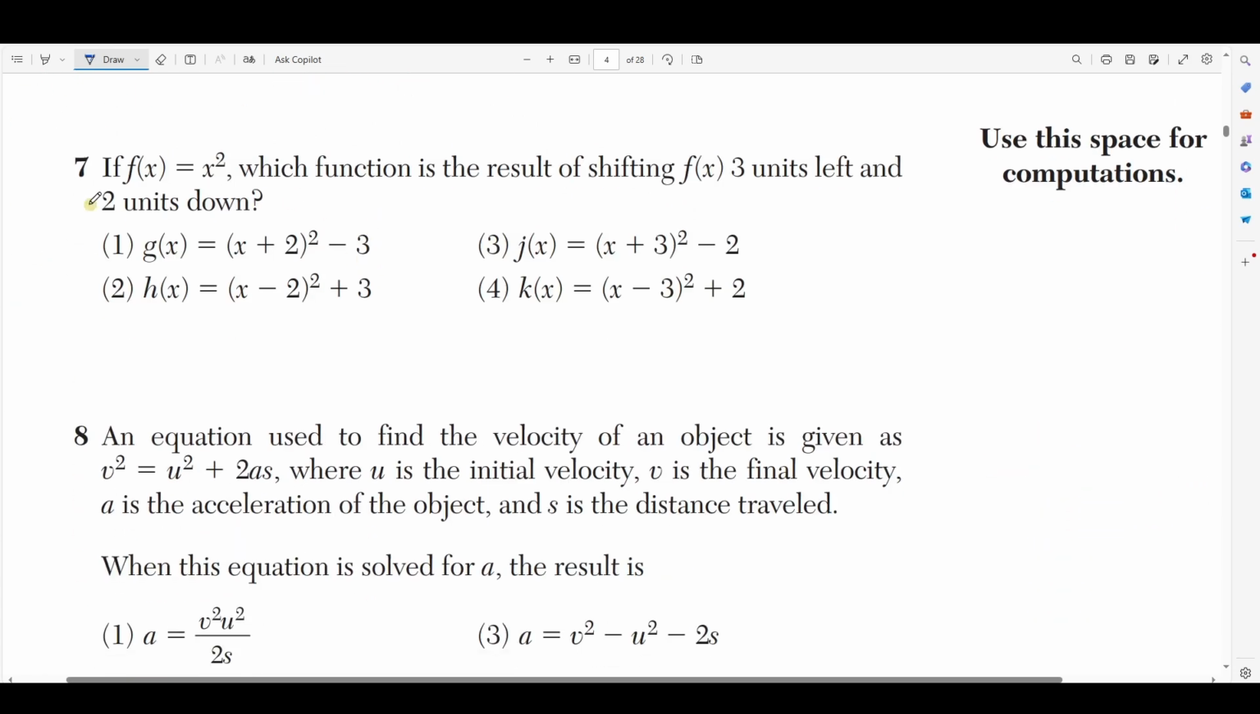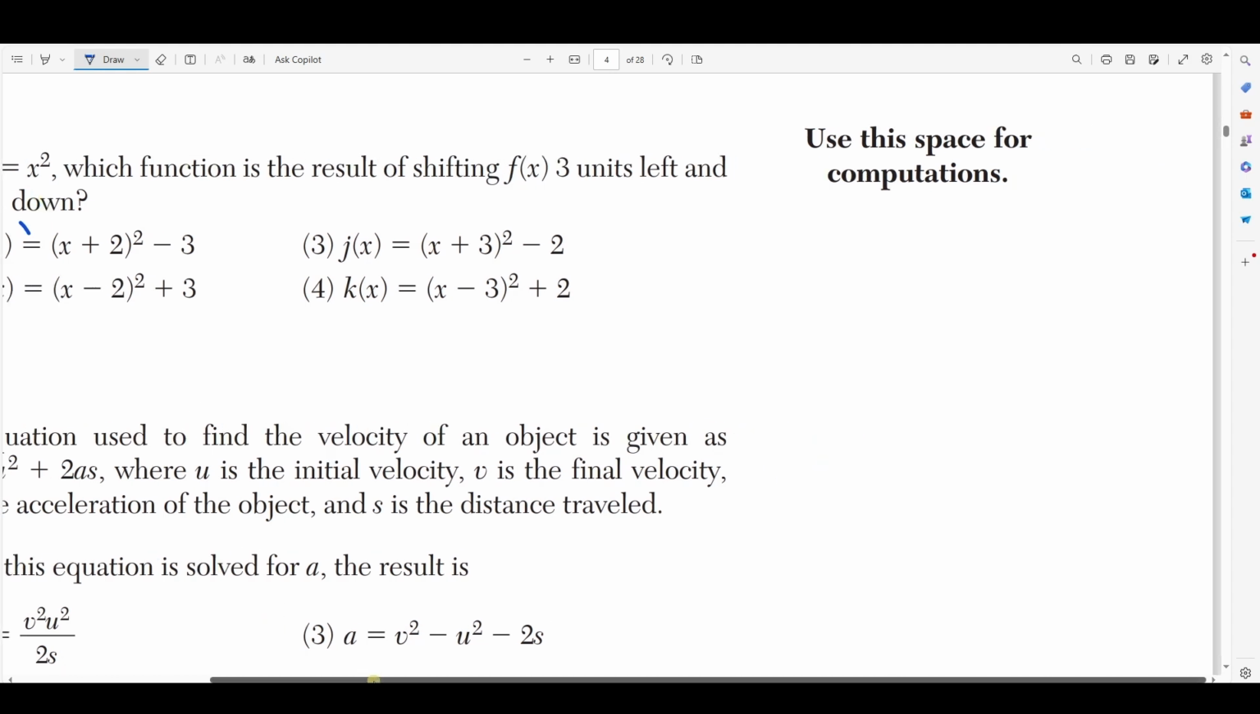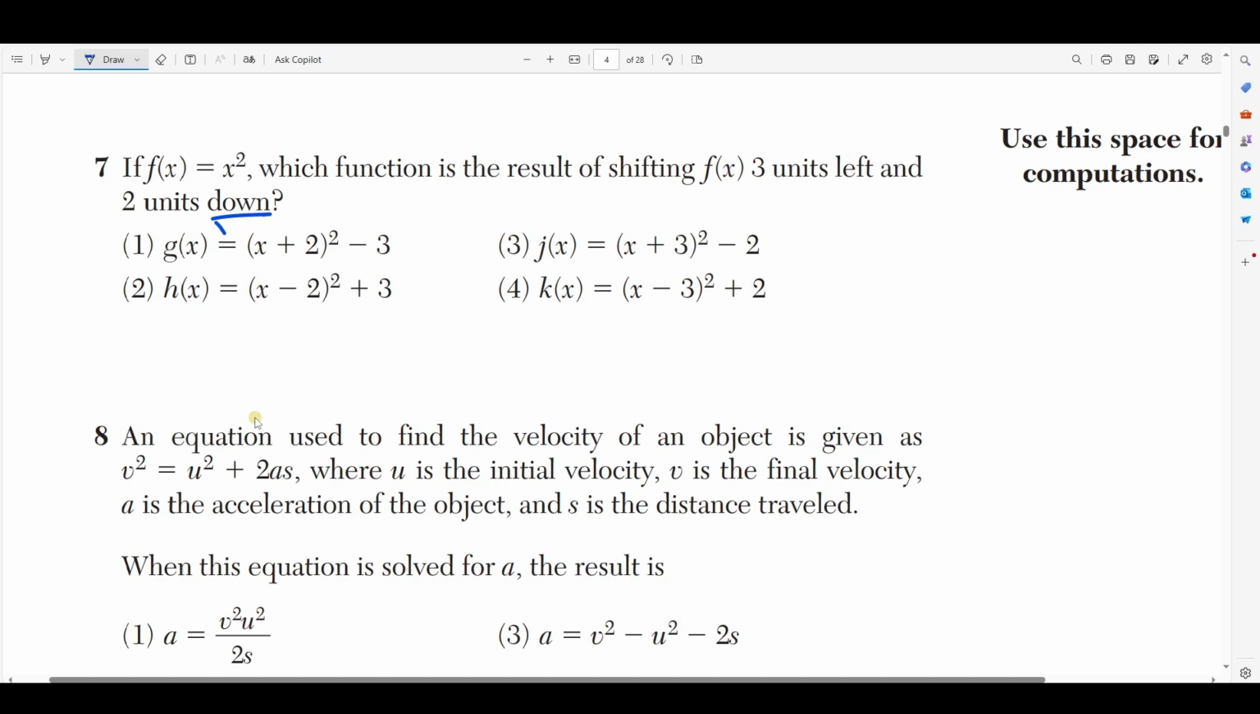I don't know. But number 7 says, if f of x is equal to x squared, which function is the result of shifting f of x 3 units to the left and 2 units down? Right, so whenever you want to shift something down, you subtract by that number. So if I want to shift this function 2 units down, I'm going to subtract by 2 after I square my x. Cool. Now, if I want to shift my function 3 units left, that means that I need to add 3 to x, right? So here, in order to add 3 to x squared, all I have to do is write x plus 3 squared minus 2.